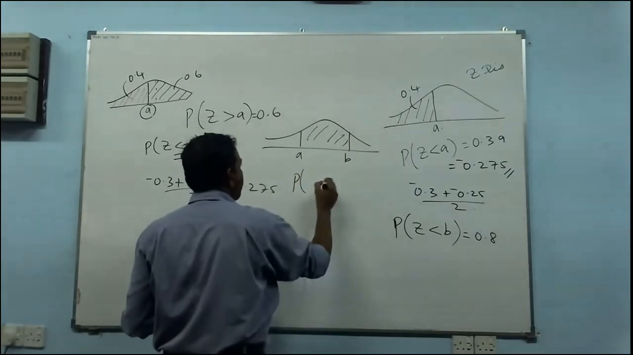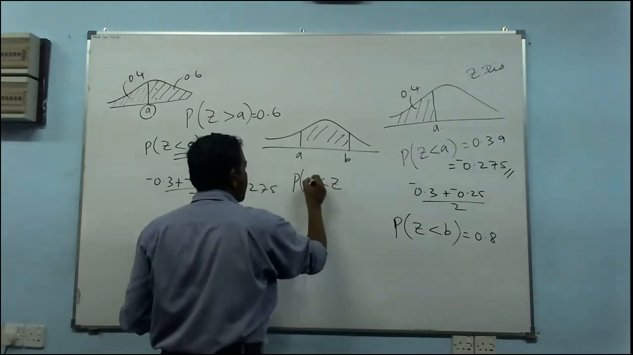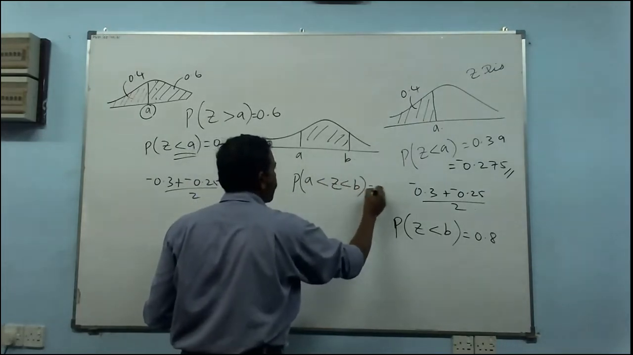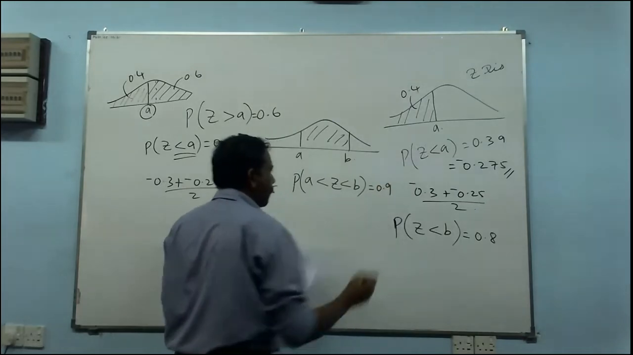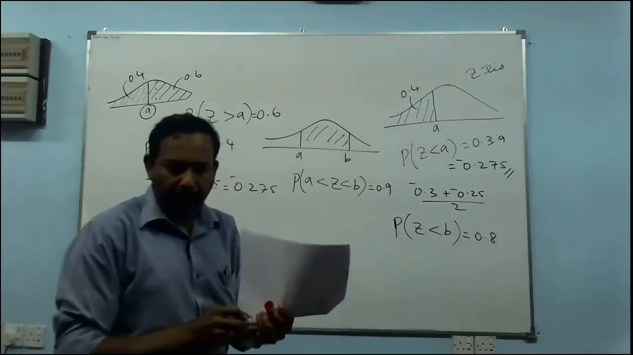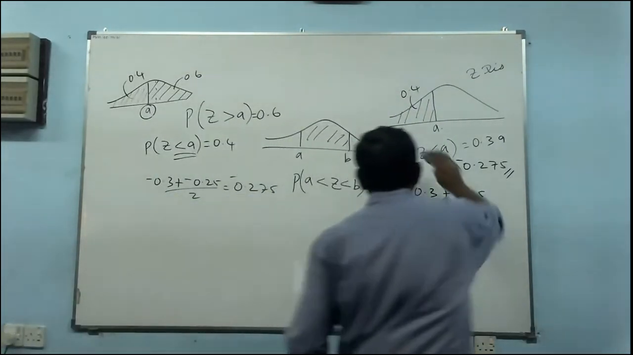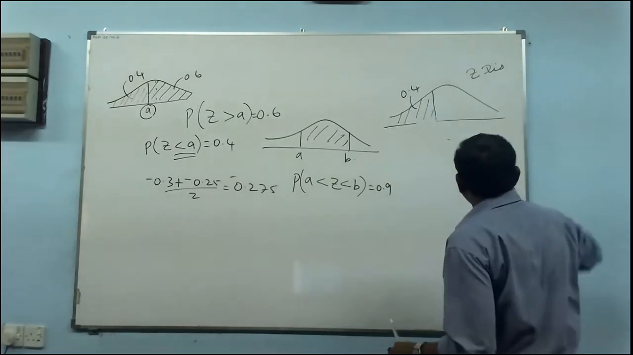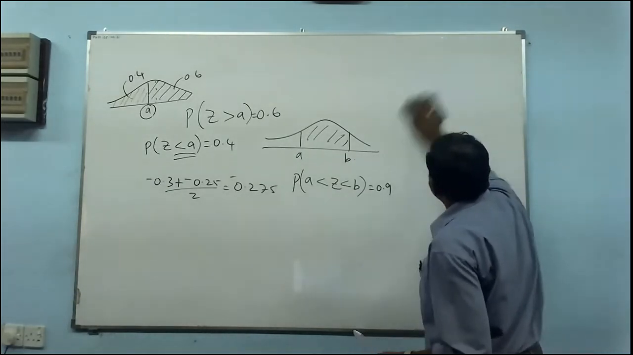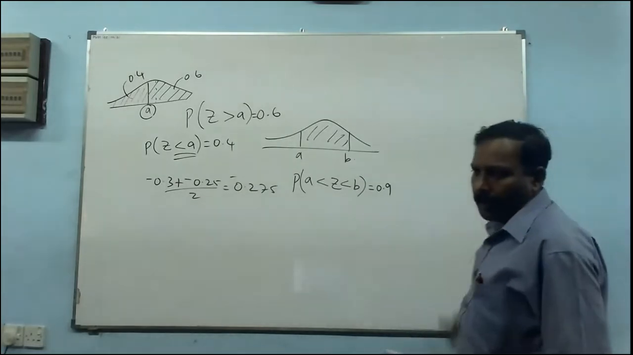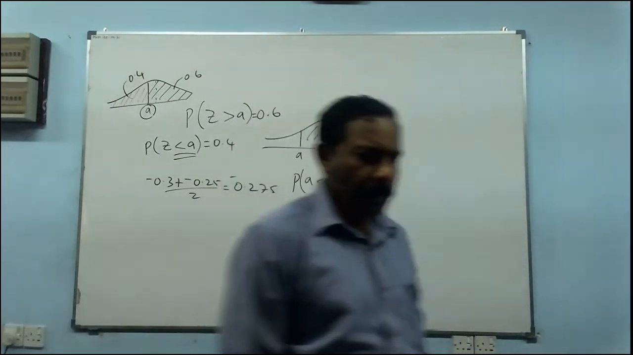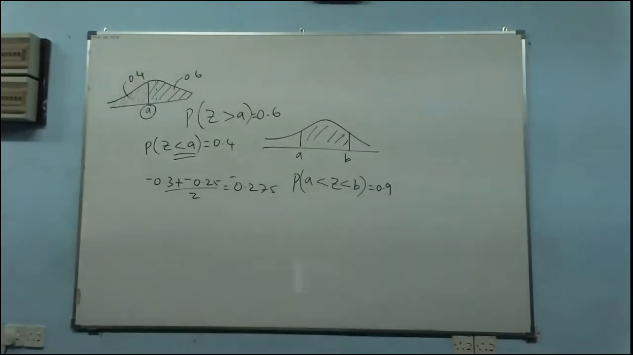Now, if you have another case, find the probability of Z greater than A and less than B, which is given as 0.9. Find that. Can you find that value? Here we'll have to assume that this distribution is symmetric. Based on that only we can calculate.